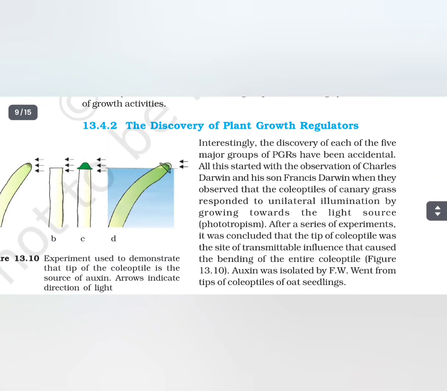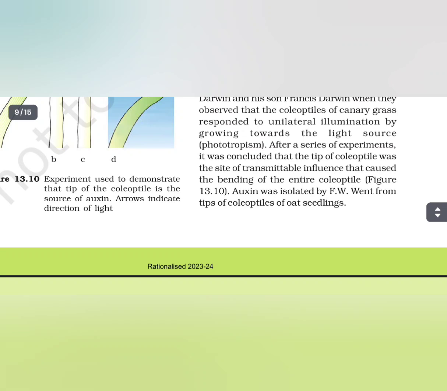The discovery of plant growth regulators. Interestingly, the discovery of each of the five major groups of PGRs has been accidental. All these started with the observation of Charles Darwin and his son Francis Darwin, when they observed that the coleoptiles of canary grass responded to unilateral illumination by growing towards the light source, phototropism. After a series of experiments, it was concluded that the tip of the coleoptile was the site of transmittable influence that caused the bending of the entire coleoptile.